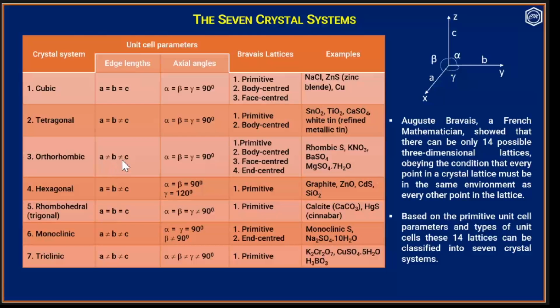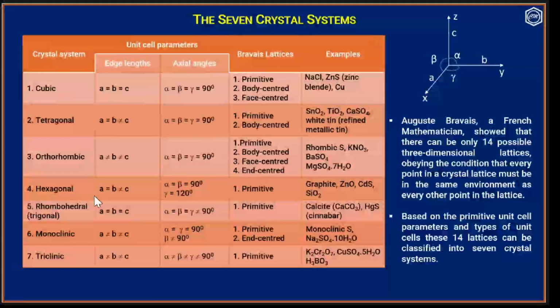Here a ≠ b ≠ c, but α = β = γ = 90 degrees. And four Bravais lattices are possible: primitive, body-centered, face-centered, and end-centered. Examples are rhombic sulfur, potassium nitrate, barium sulfate, magnesium sulfate, etc.